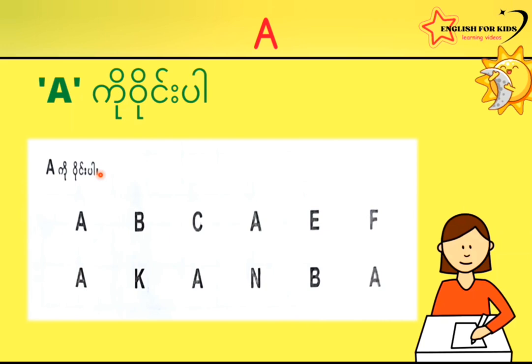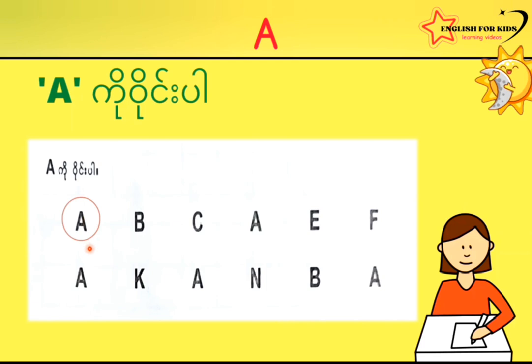Can you? Great. Now let's look at the first letter. Is this letter A? Yes, it is. So we are going to circle this letter A. See, this is letter A, so I circle it.